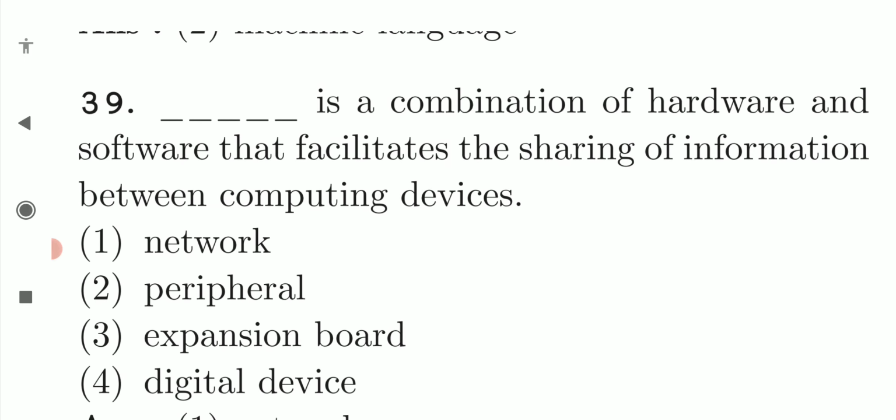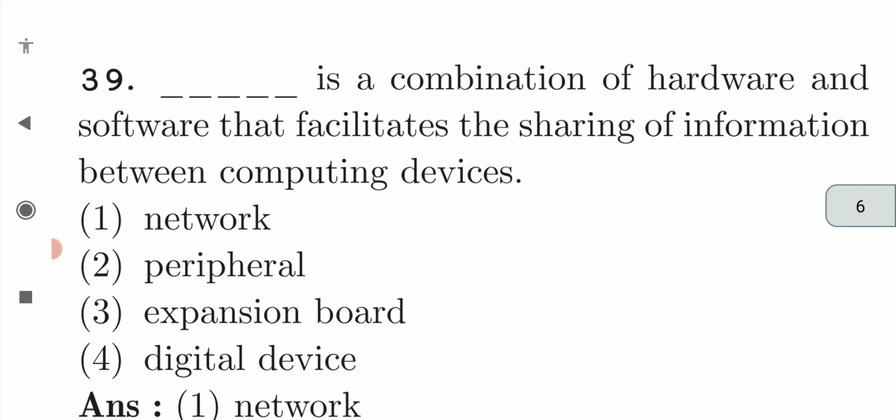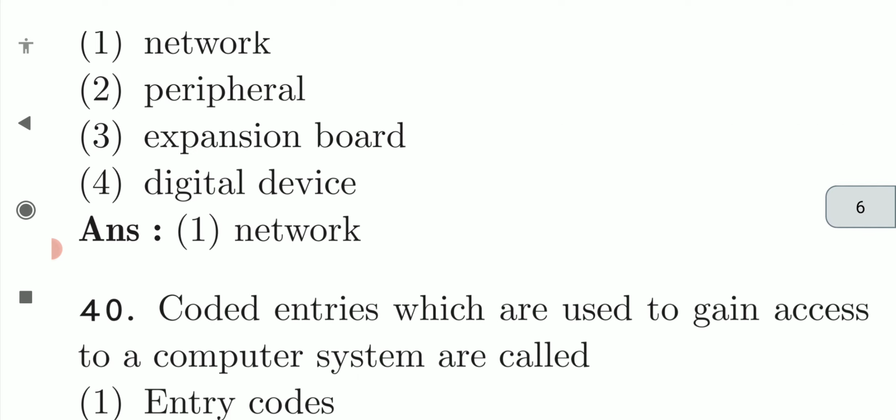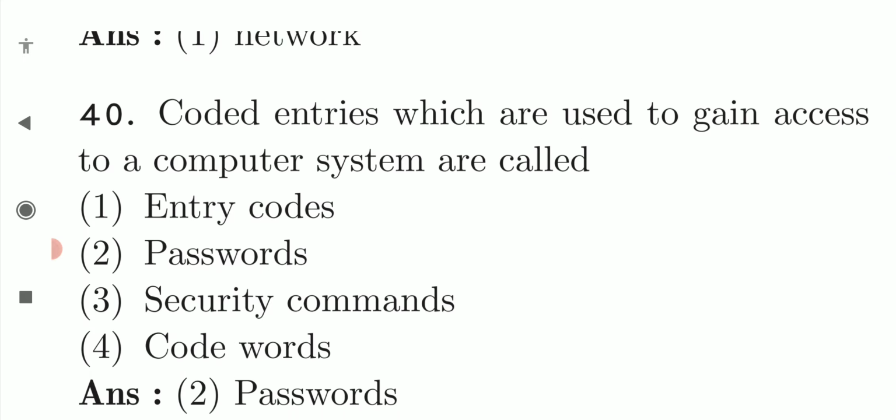Network is a combination of hardware and software that facilitates the sharing of information between computing devices. Network only helps to facilitate the sharing of information, right? Coded entries which are used to gain access to a computer system are called passwords, right? We have to code something to gain access. You can go into that computer.